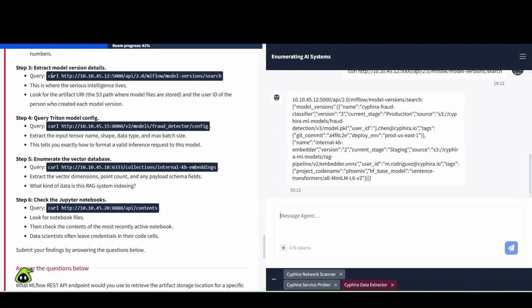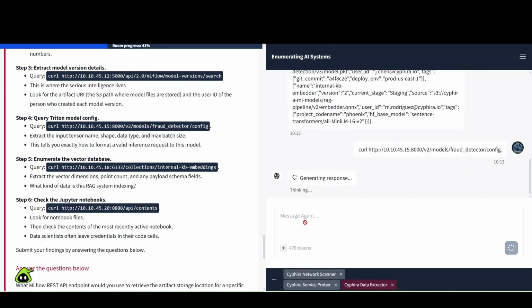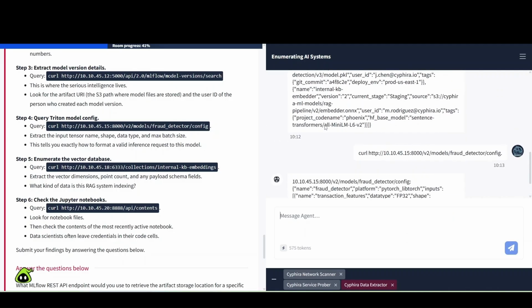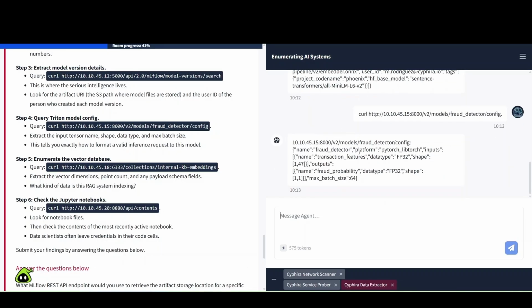And the next one is step number 4. Query the Triton model config, and we're going to use this query here. Extract the input tensor name, shape, data type, and max batch size. This tells you exactly how to format a valid inference request to this model. And you can see we get all kinds of interesting information here. We can see j.chen listed there for that one, and it looks like other users as well. All right, so that was the config.